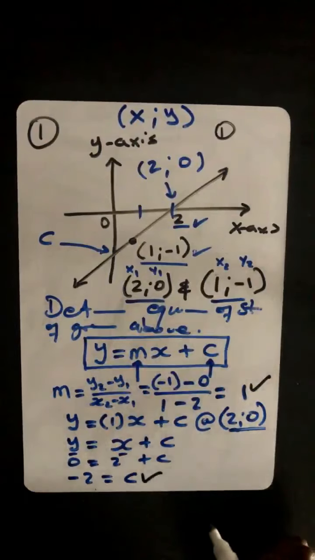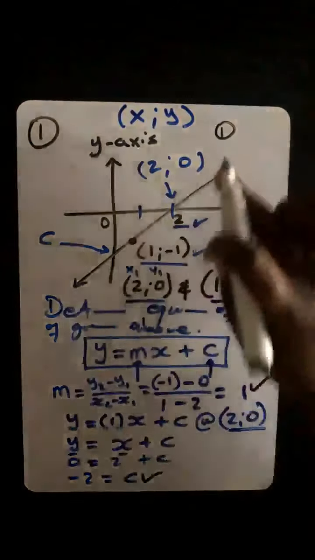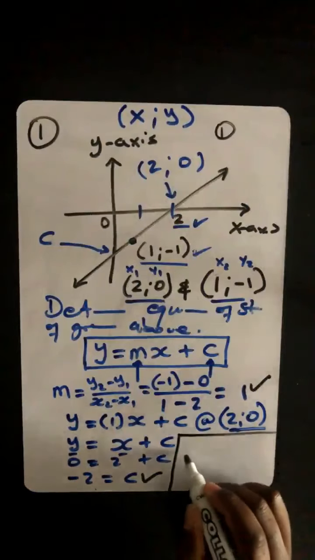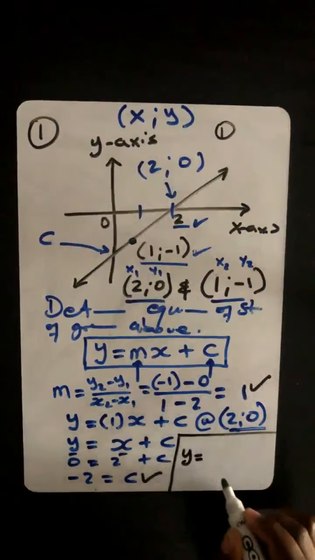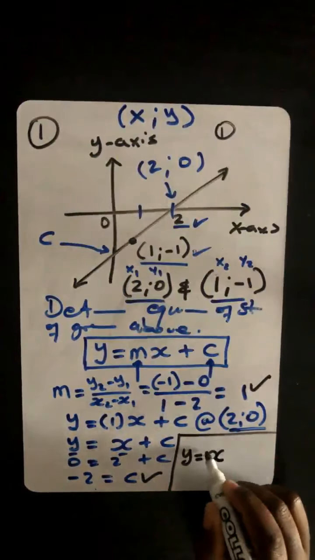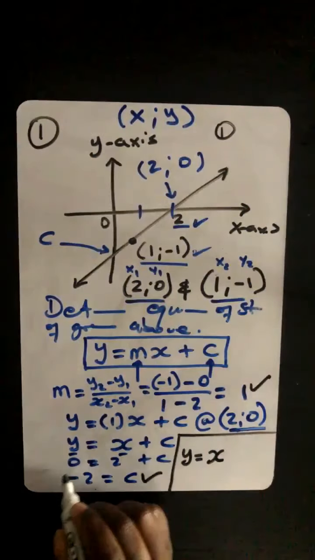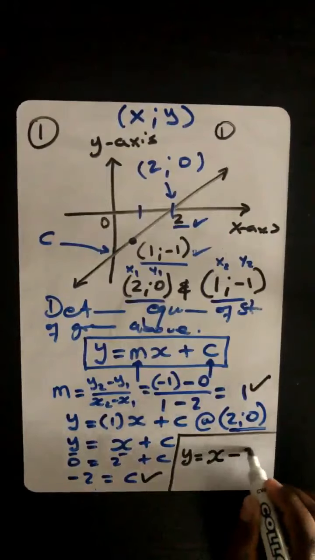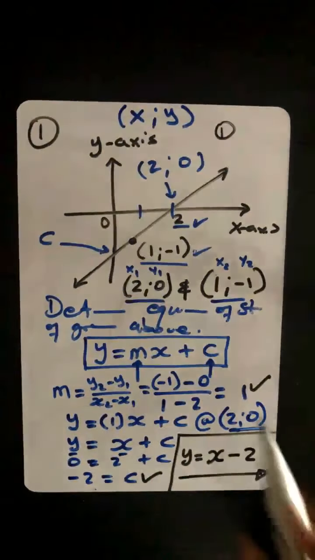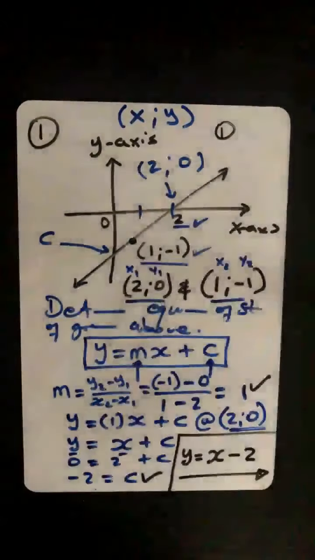So now what you need to do is to write an equation of that straight line. So it's easy, guys. You now have everything. So you just say y is equals to, what is m? M is 1. So it's 1x. What is your c? Your c it's minus 2. So this is how you determine an equation of that straight line over there.